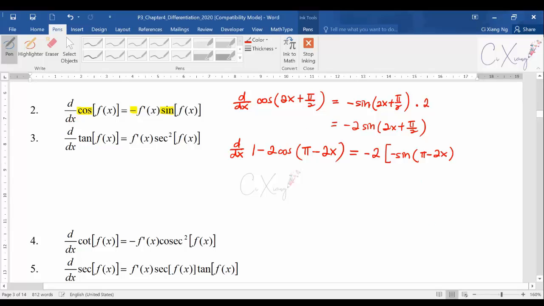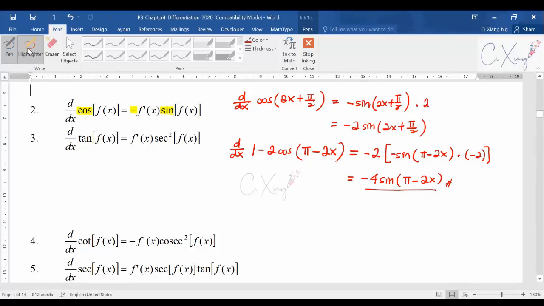After that, you have to differentiate the thing inside the angle. Differentiate pi, you get a 0. Differentiate negative 2x, you get negative 2. So you have to multiply with negative 2. Sorry, negative 2, not negative 2x. Alright, so you simplify everything here. You have negative 4, and then sine, then pi minus 2x. So this is the result when we differentiate the cos.